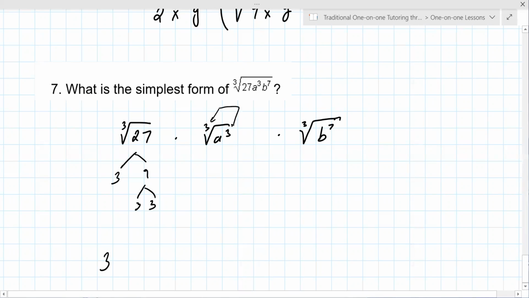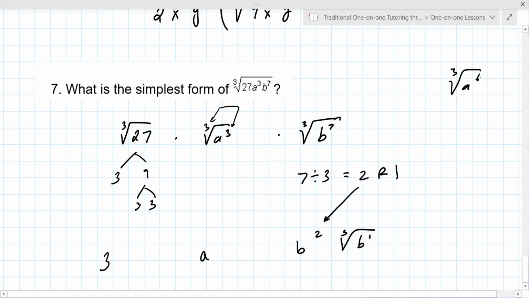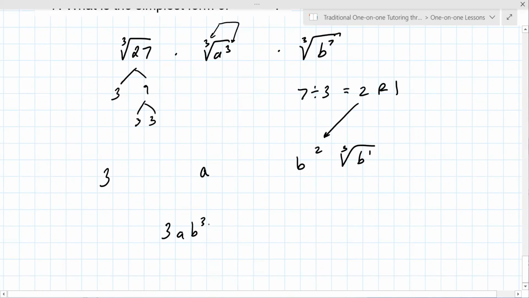Whenever these numbers match or it's a multiple, like let's say it was the cube root of a to the 6th, 6 divided by 3 is 2, 3 divided by 3 is 1. It's perfect. It just comes out. There's nothing left inside. But here we've got 7 divided by 3, which is 2 with a remainder of 1. That becomes b squared cube root b to the power of 1. Okay, so again, what's left over? Well, there's 3ab squared cube root b to the 1.